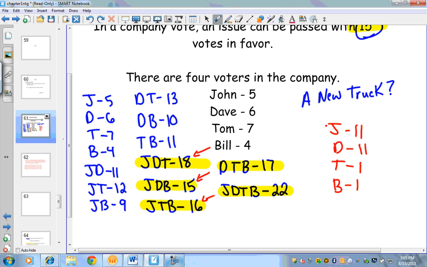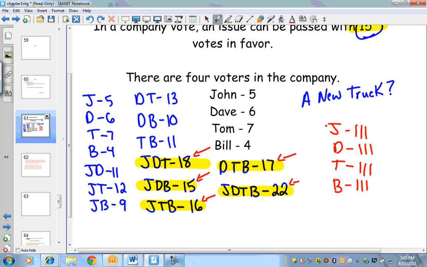So now we're on this one here. If John decides to leave, yes, that will be a loser. Tom, yes, as well as Bill. Okay, now we're on this one here. If Dave decides to leave, will that be a losing coalition? Yes, it will be. Same thing for Tom, same thing for Bill. So as it builds up right now, it looks as if the power is pretty evenly spread.